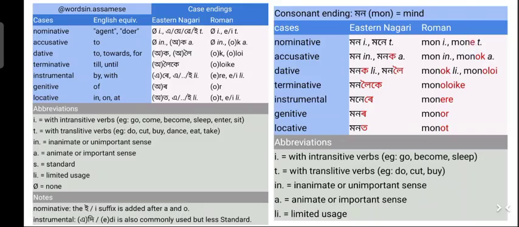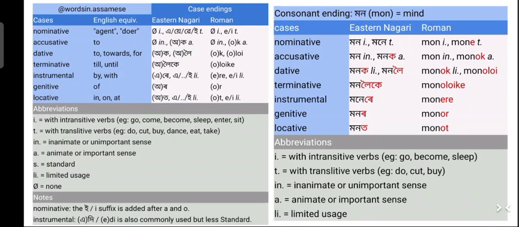Now let's move to the next case, which is terminative case. The English equivalents are till or until. And in Assamese, it's marked by oloike, or sometimes as loi as well. With mon plus oloike, it's monoloike. It means till the mind. Monoloike, or you can also say monoloi, just the dative.